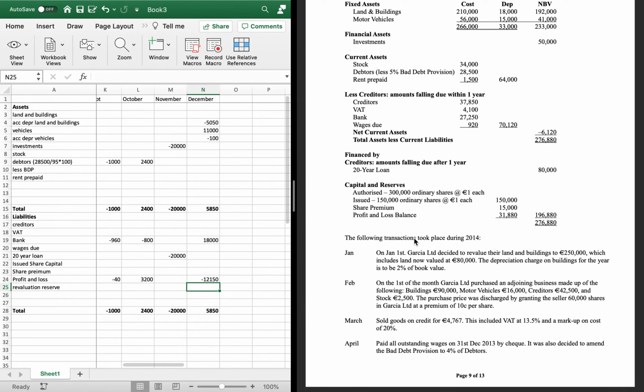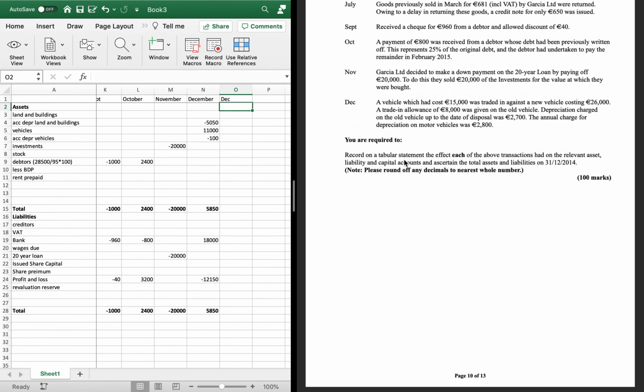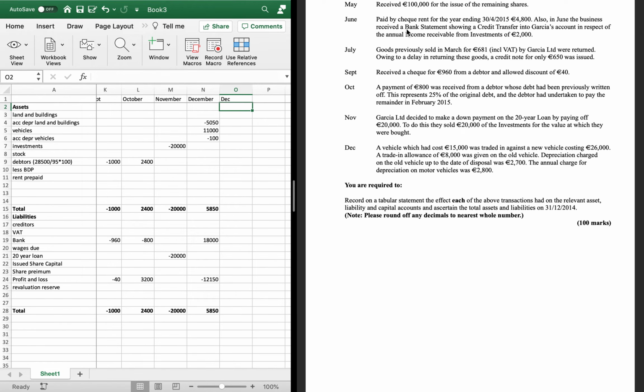Now the second December working is to do with my rent prepaid. So, do you remember back in June? Sorry, in June you paid by check rent for the year ending the 30th of April, and that was 4,800. So 4 months of that in this question are, so 4/12 of the 4,800 is prepaid. So 1,600 is prepaid. So I'm going to put that in my total.